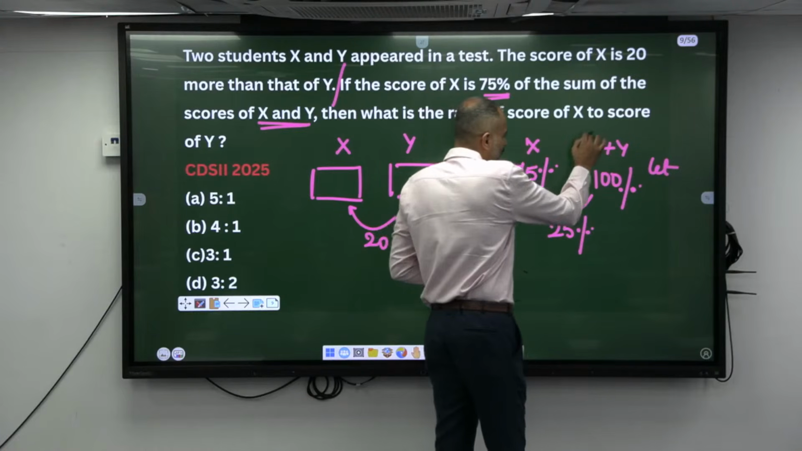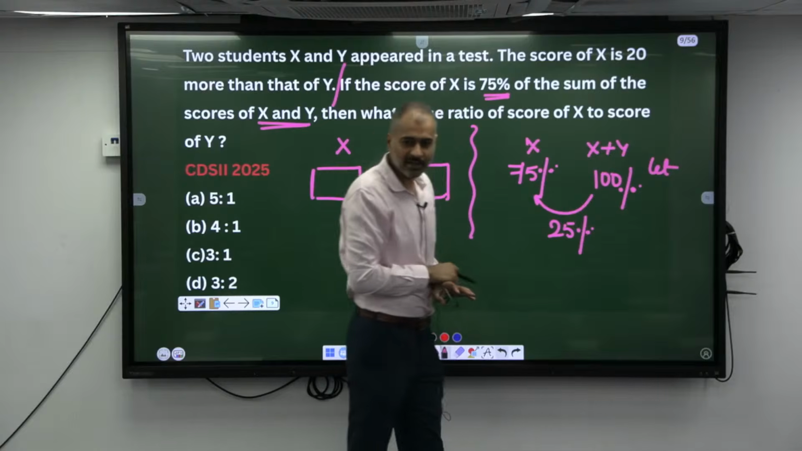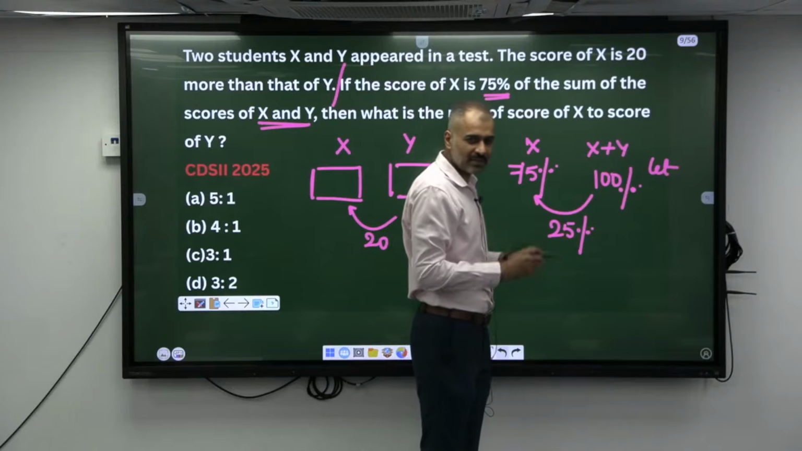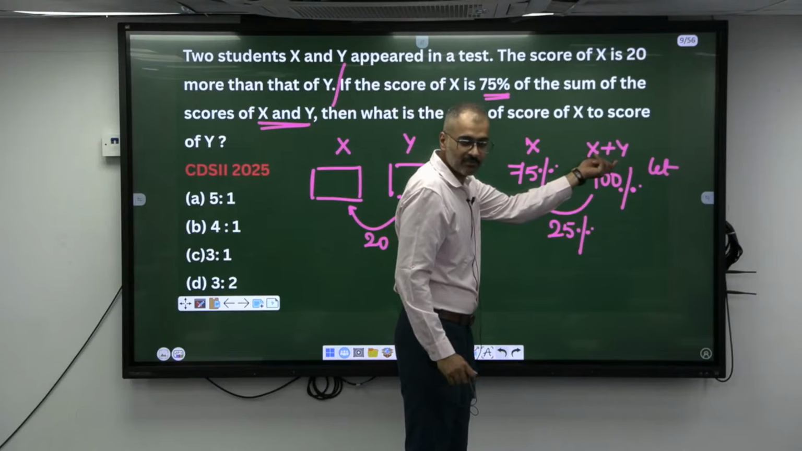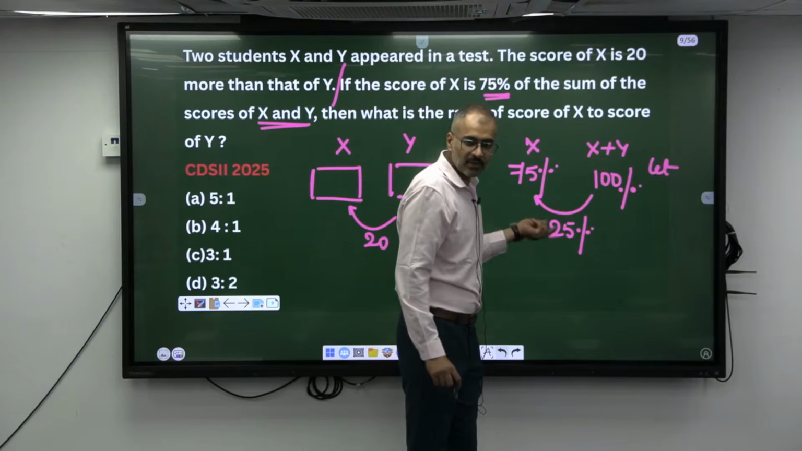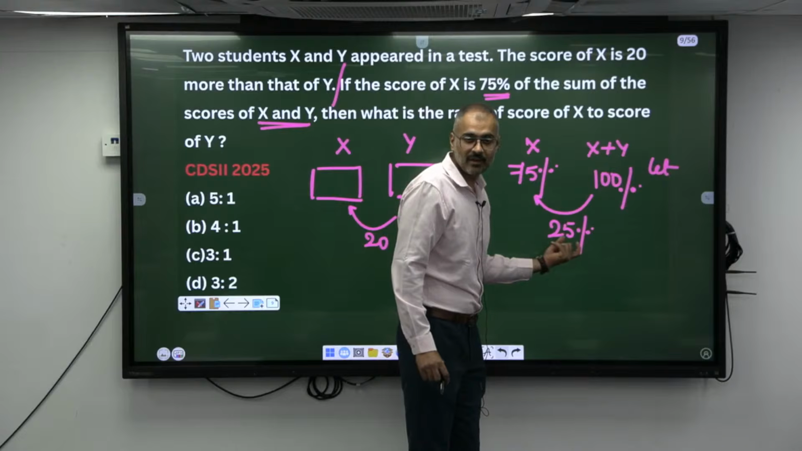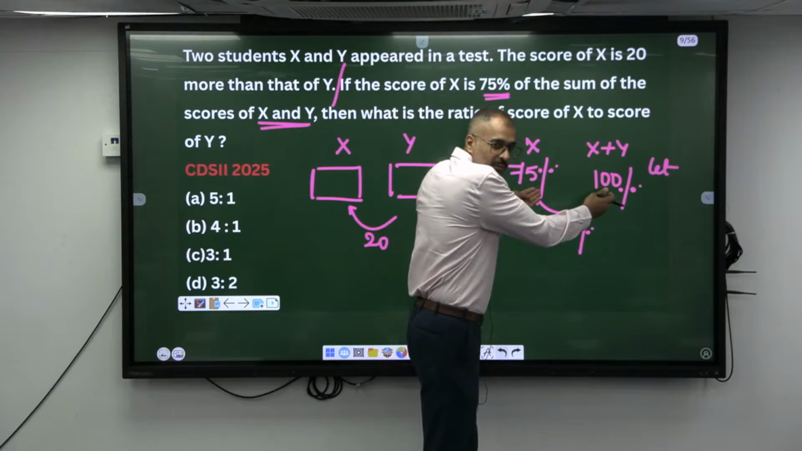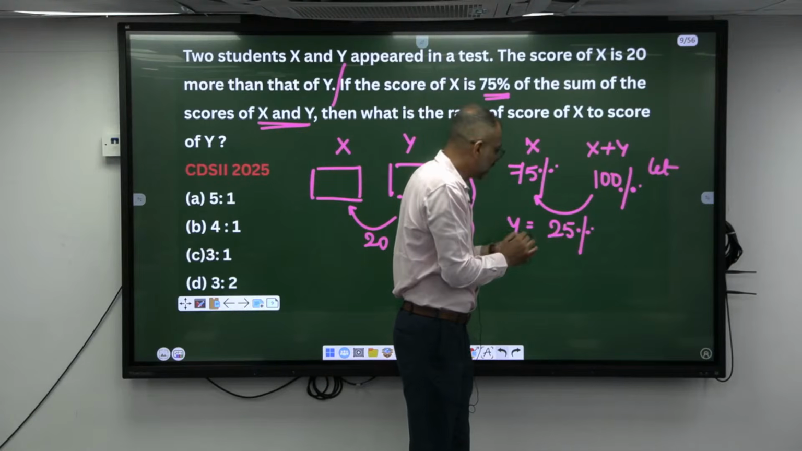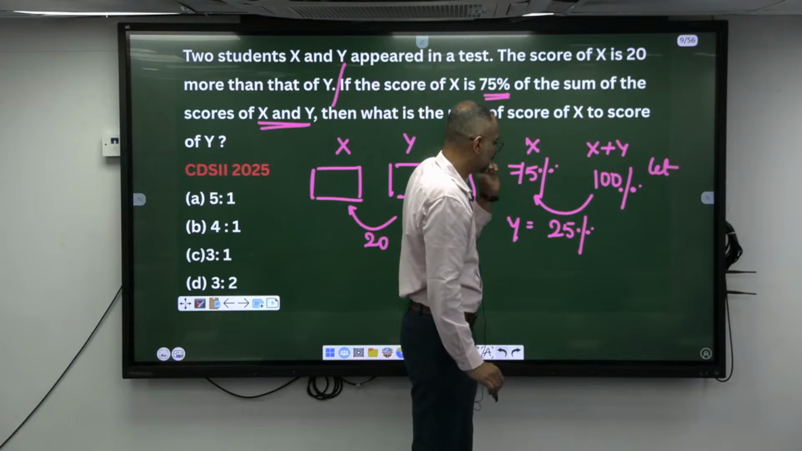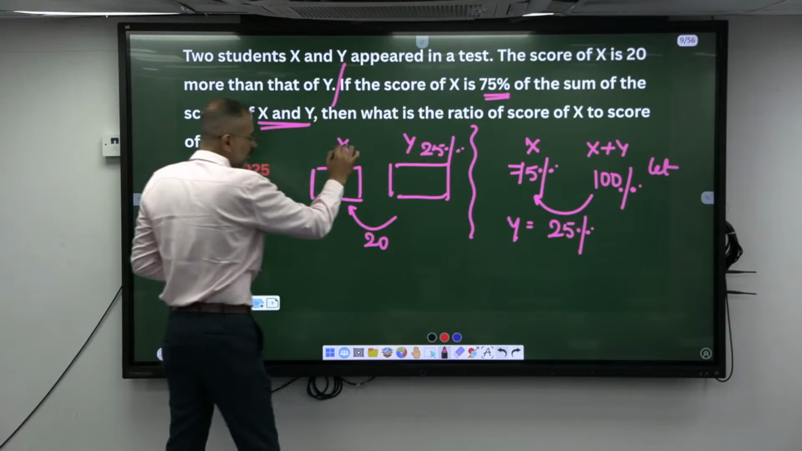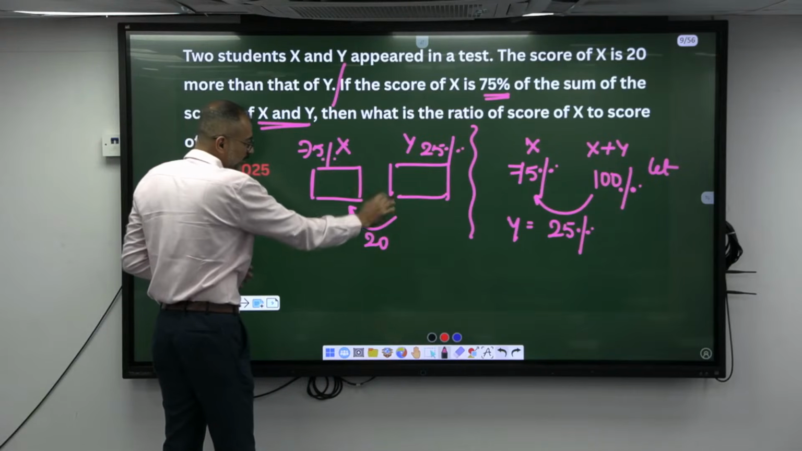Take x as 10. What is the difference between 10 and 10 plus y? The difference is only what is not here but is here, that is y. So what is the difference here? You see 25%. Whose value is 25%? The difference, which is y. So y value is 25%, x value is 75%. What is the difference between these two?